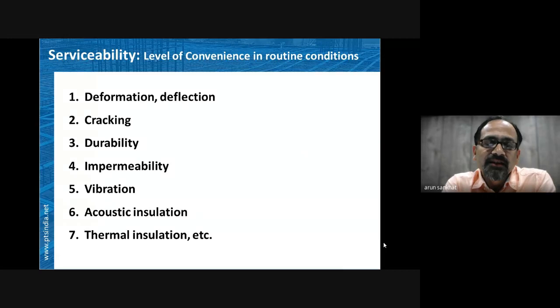Cracking, we can have a better control over the cracking if we can control the internal stresses, to be more precise, tensile stresses. So if we can reduce the tensile stresses, the cracking will get reduced. And once the cracking is reduced, durability aspects can be enhanced.